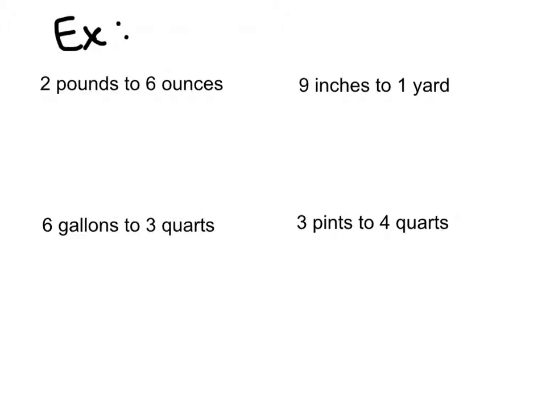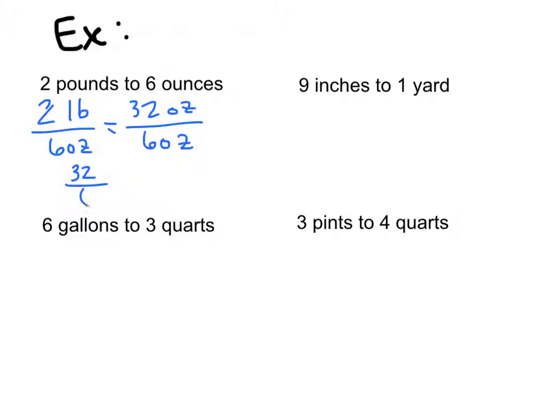So if I have some examples, 2 pounds to 6 ounces. Well, I need to change that. And we always change the unit that's bigger. So pounds is bigger. There's 16 ounces in 1 pound, so in 2 pounds, there's going to be 32 ounces, to 6 ounces. And now I can write it as 32 to 6. Then I simplify that, divide them both by 2, and I get 16 to 3 as my final ratio. So the next one, I have 9 inches to 1 yard.